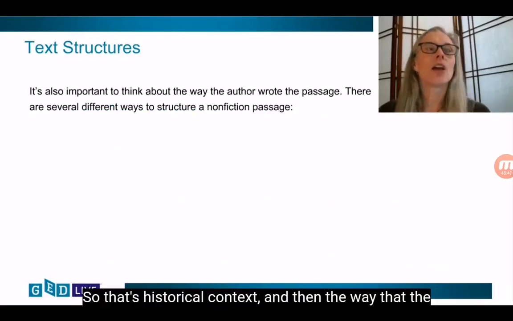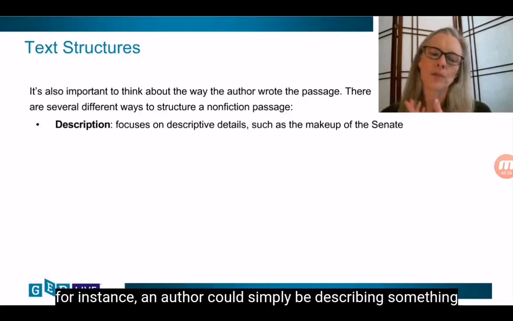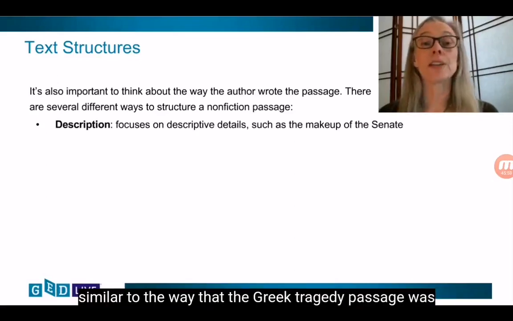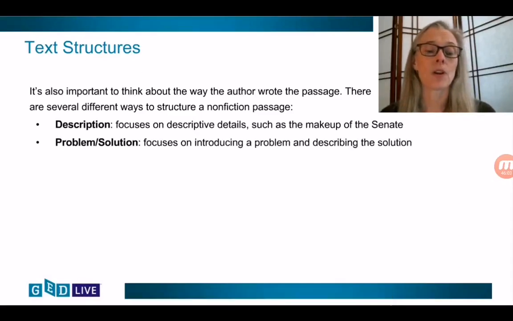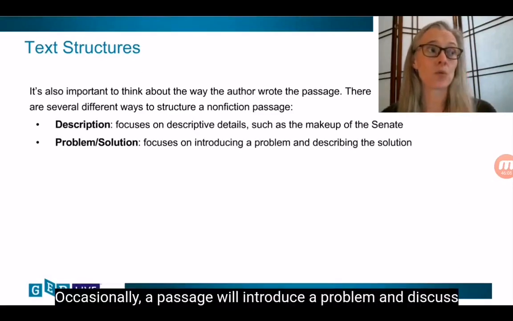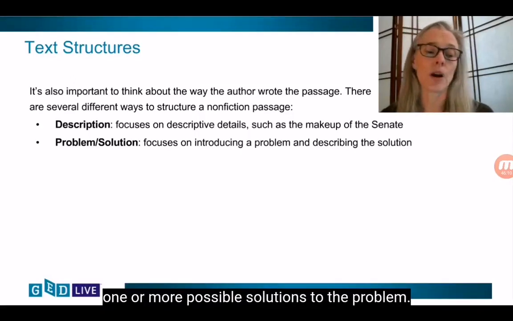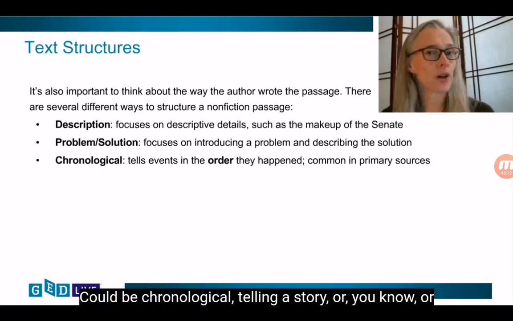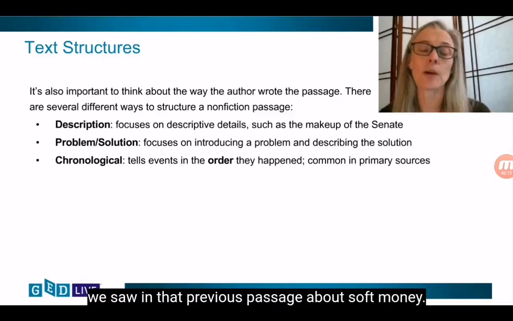And then the way that the author writes the passage also gives you context. So for instance, the author could simply be describing something, similar to the way that the Greek tragedy passage was really just a description of Greek tragedy. Occasionally a passage will introduce a problem and discuss one or more possible solutions to the problem. Could be chronological, telling a story, or listing things in order, which is essentially what we saw in that previous passage about soft money.